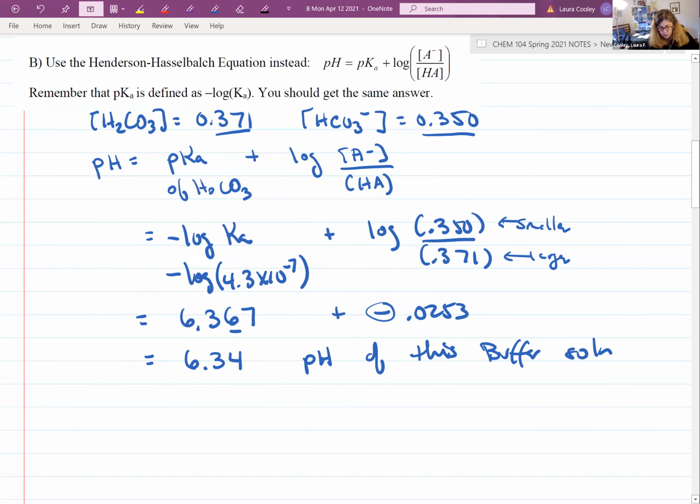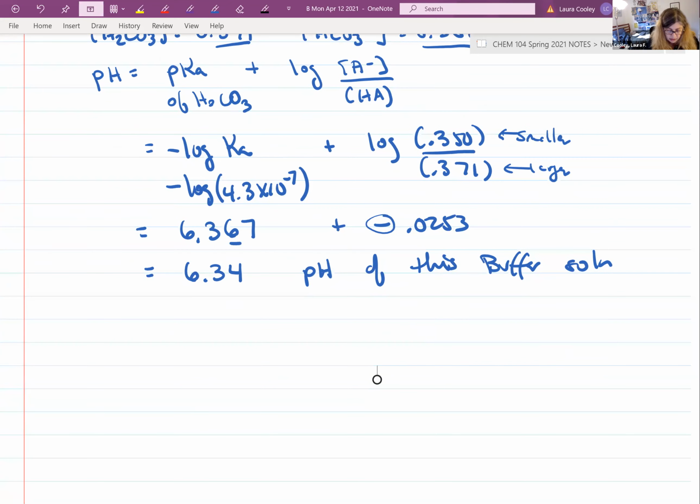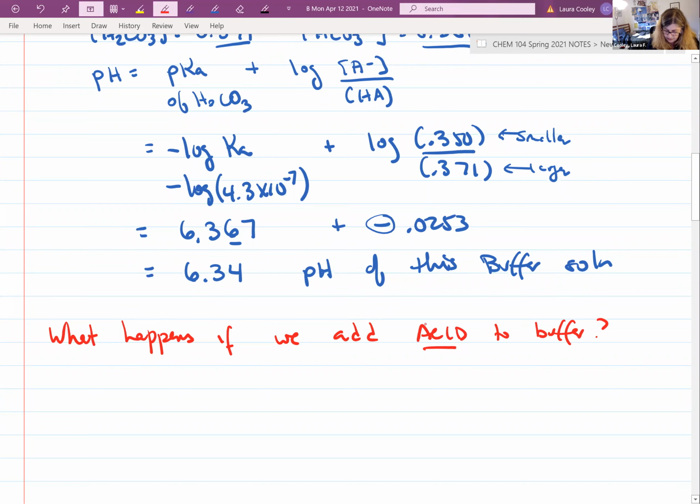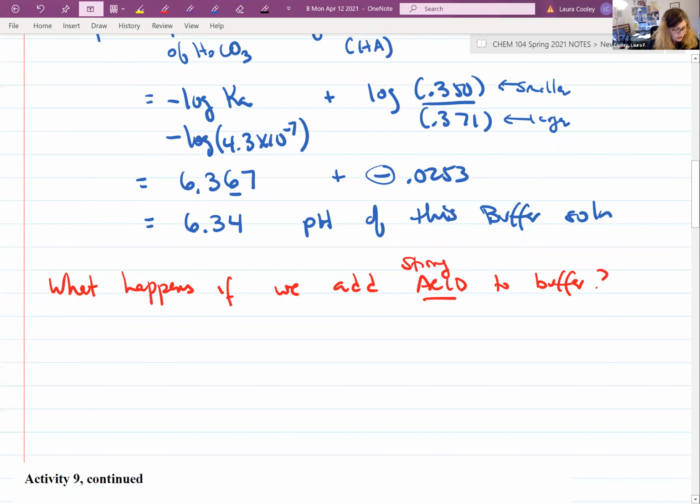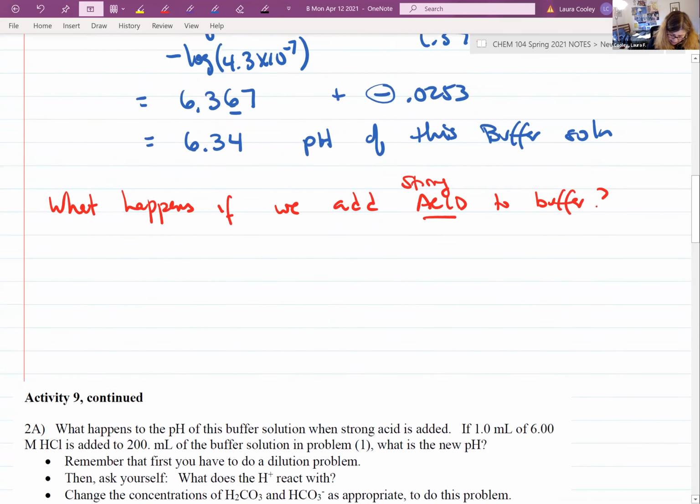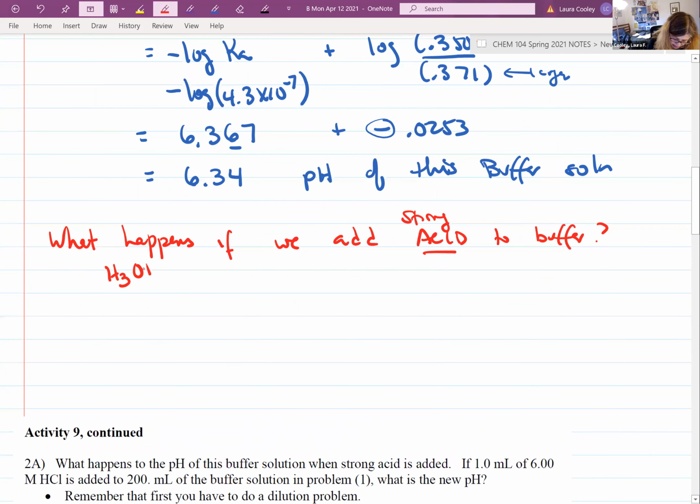And like I said, I don't have too much time, but I do want to go over a little bit, and I'll go over this again, on what happens if we add acid to this buffer. Strong acid. Not too much, but a strong acid. So what's going to happen is that the H3O plus or the H plus, whichever way you want to think about it, from the strong acid reacts with the conjugate base of the buffer.